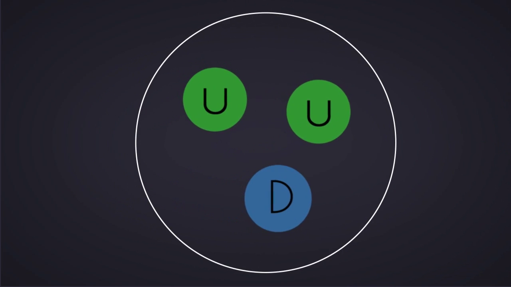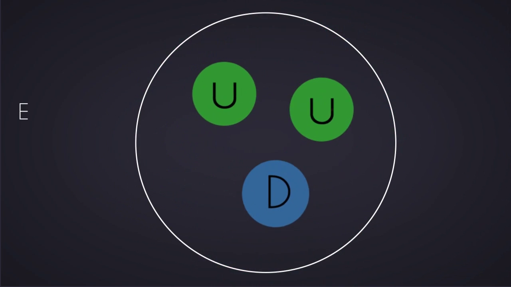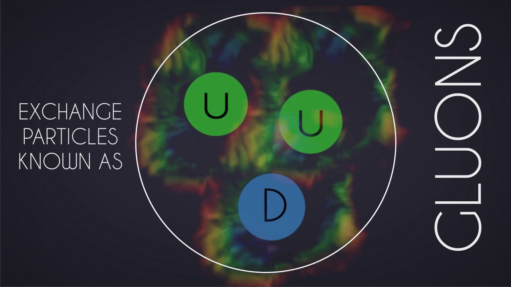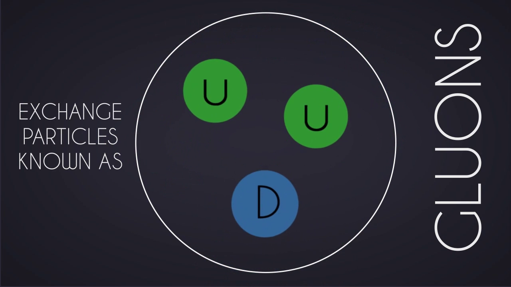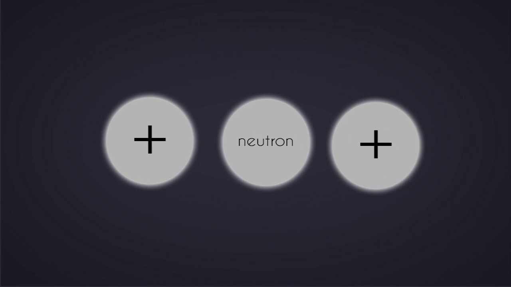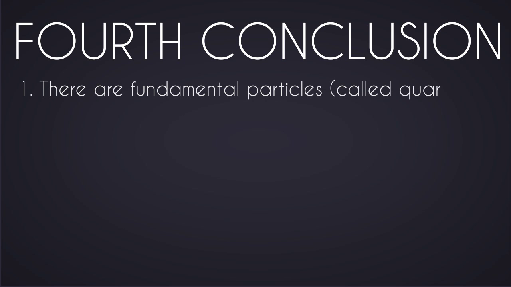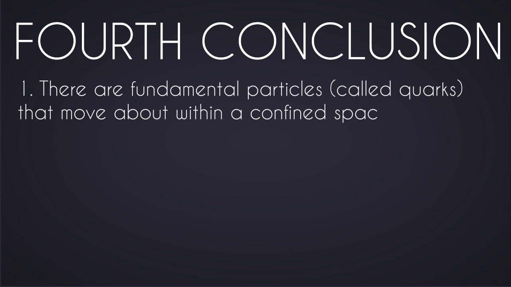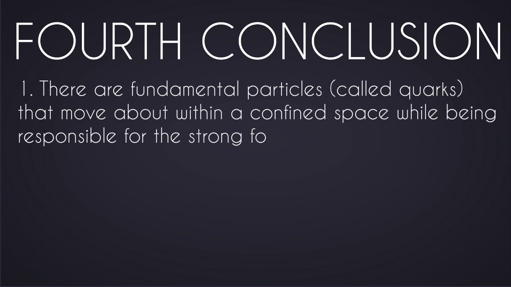Quarks are contained within a confined area due to the color force, which has exchange particles known as gluons. The color force is the force between quarks, which directly translates into the strong force that exists between baryons, or particles consisting of three quarks, aka protons and neutrons. So, with this last tidbit of information, we need to make our fourth and final conclusion before formulating an answer to our initial question. Within a stable nucleus, there exist fundamental particles that move about within a confined space that in turn are responsible for the strong force between nucleons.